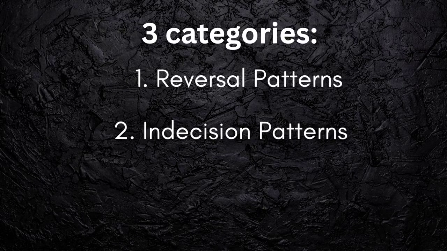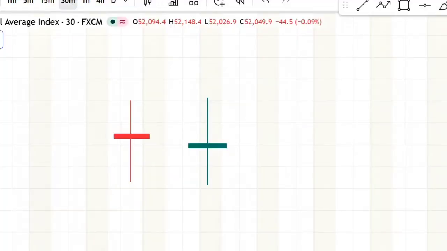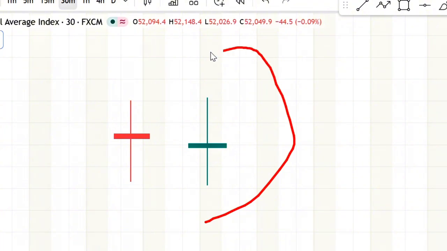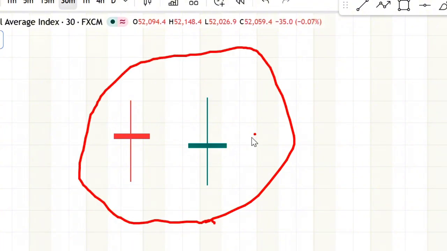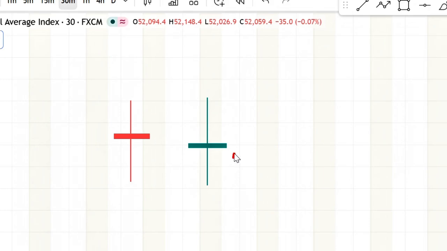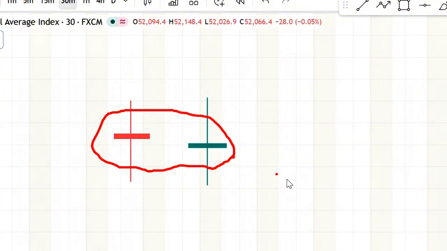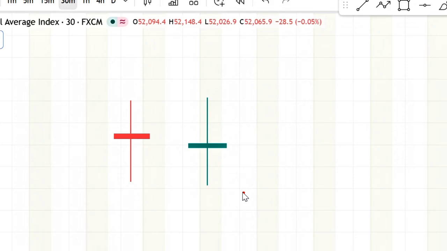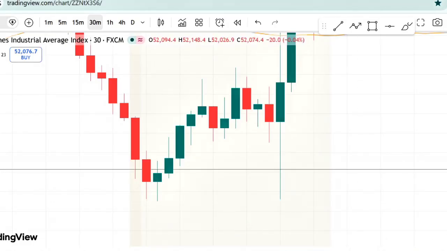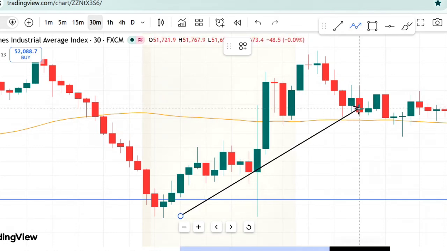Category number 2 is the indecision pattern. Now we have the doji candle, and this is how it looks like. As you can see, open and close are almost the same, meaning buyers and sellers are equal. Am I understood? So the market is confused, right? So you just have to pay very close attention. At this time, do not trade immediately. You just wait for another candlestick to open before you trade, and wait for confirmation before you get into any trade. And I will always be telling you guys this. Now, these patterns often come before big moves.